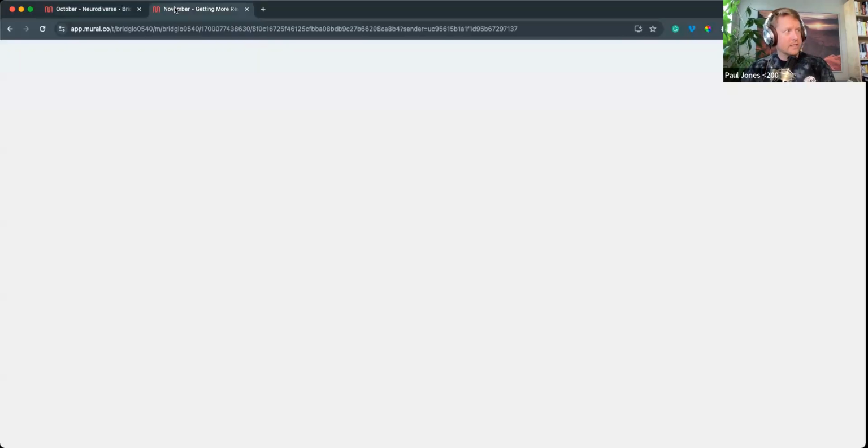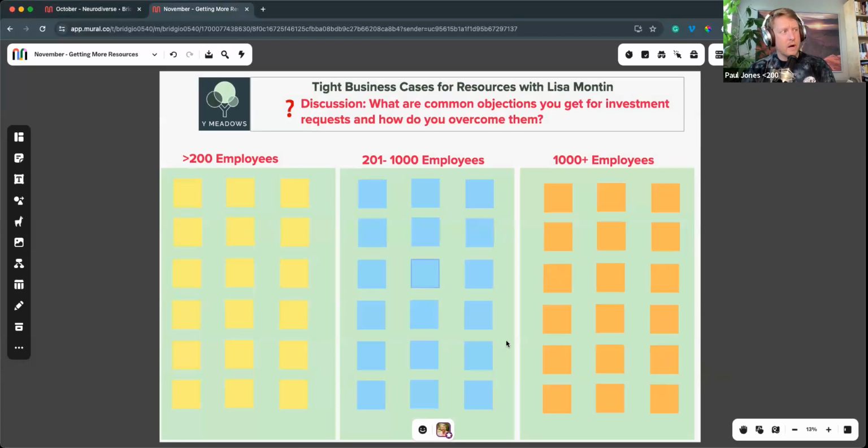And so what we're going to do is I've got this nice clean mural board ready to rock and roll. The discussion for your breakout rooms are what are common objections you get for investment requests, and how do you overcome those objections? I've broken the mural board up into 3 different categories: less than 200 employees, 200 to 1,000, and 1,000 plus. So when you're in your breakout room and you're all having conversation about common objections that you're getting and how you overcome those objections, please, someone in your group, write those down and share those. The goal of today is, by the end of the day, we've got some really great best practices and ideas on common objections you get at these different sizes and how you overcome them.